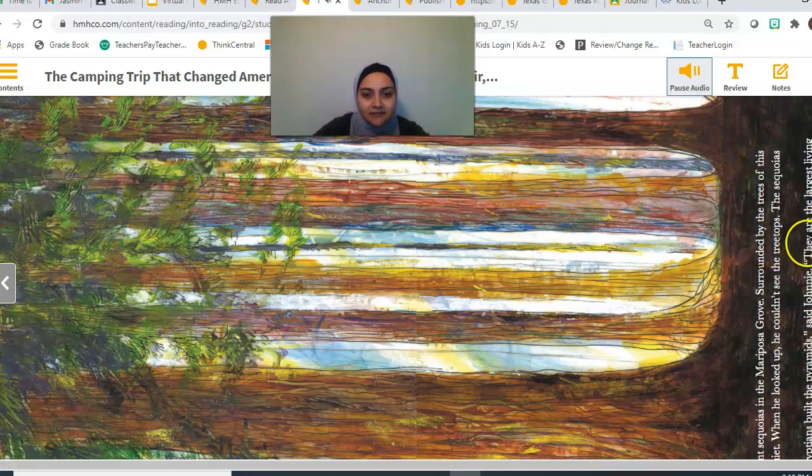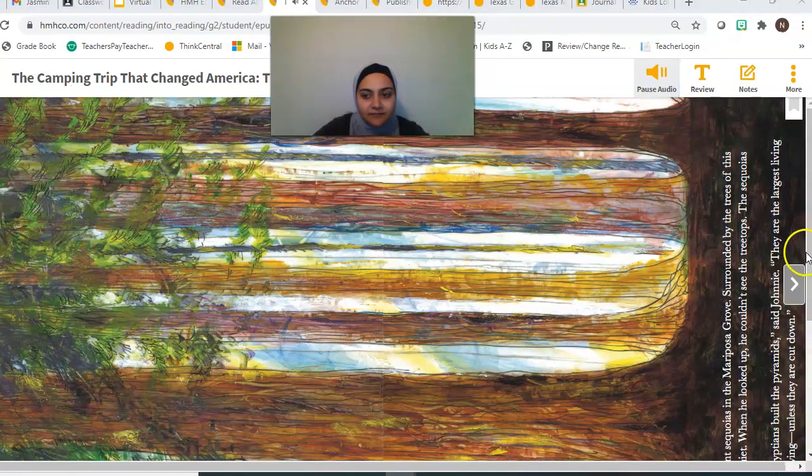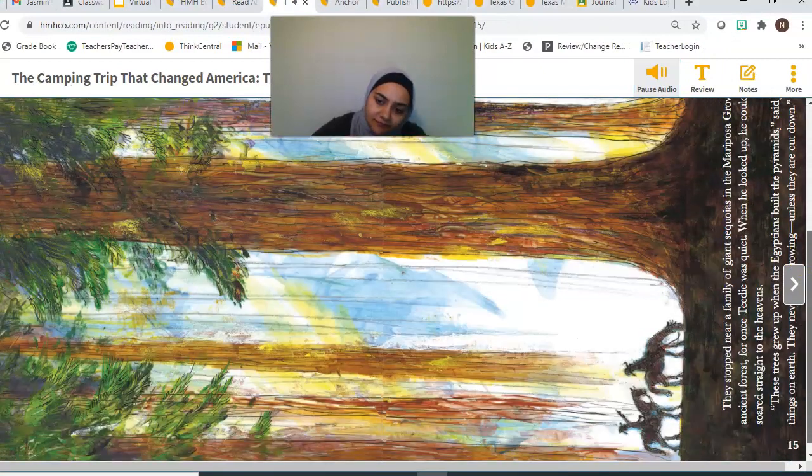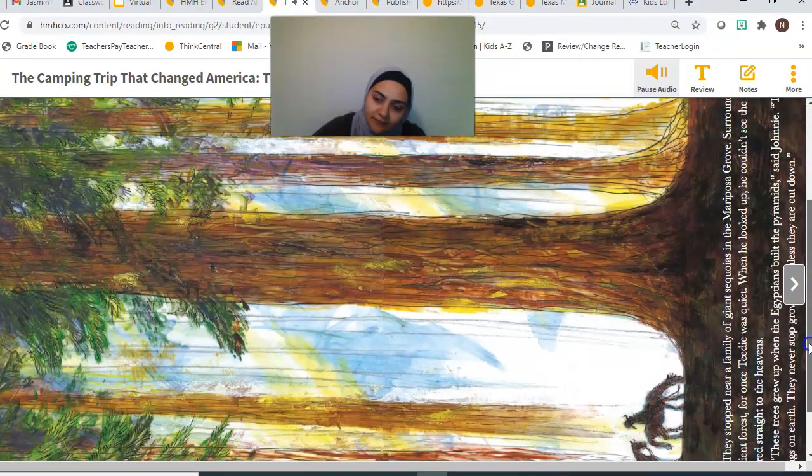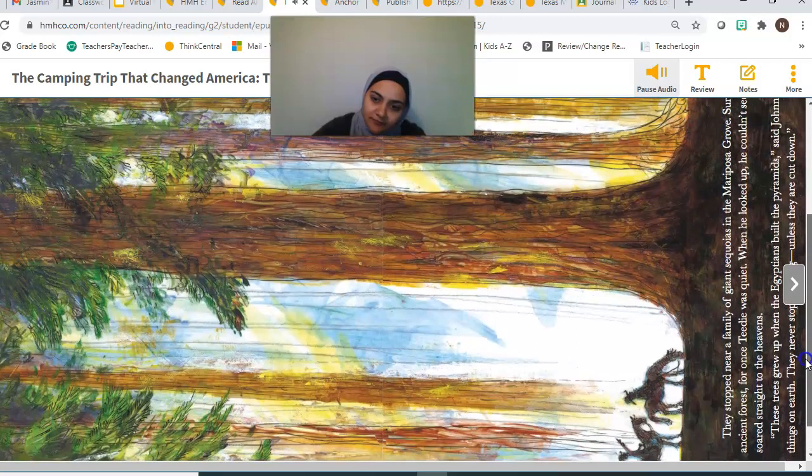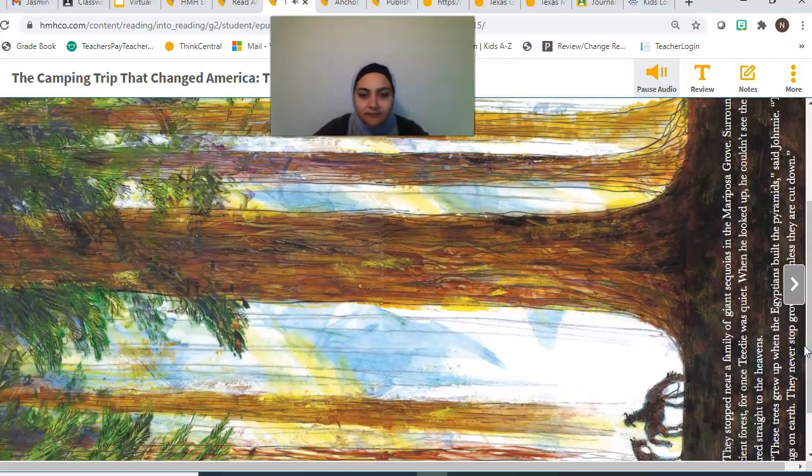They stopped near a family of giant sequoias in the Mariposa Grove. Surrounded by the trees of this ancient forest, for once Teedy was quiet. When he looked up, he couldn't see the treetops. The sequoias soared straight to the heavens.